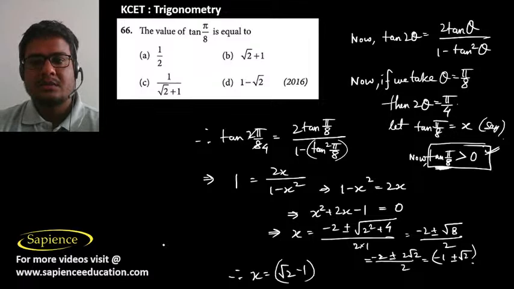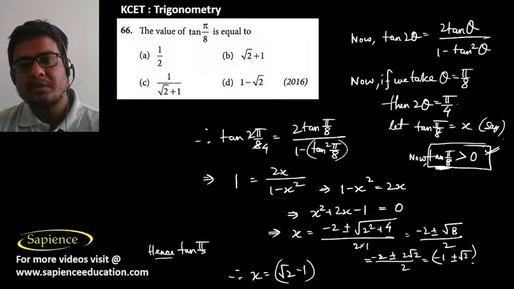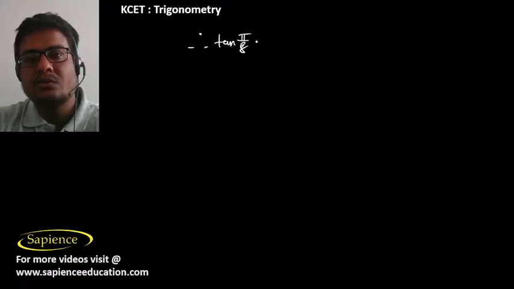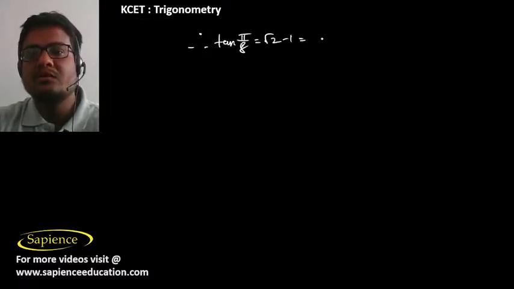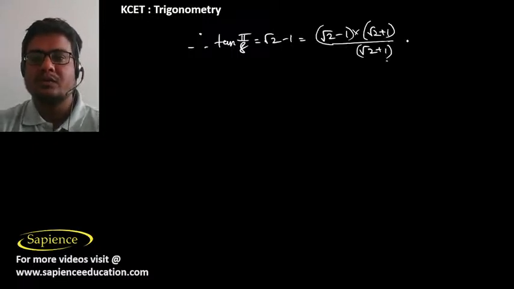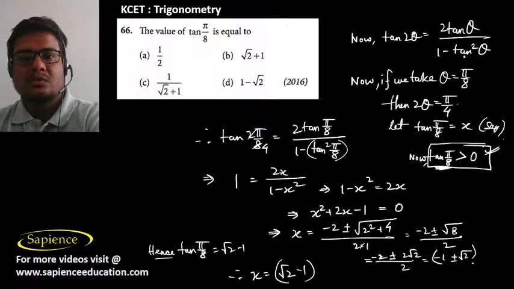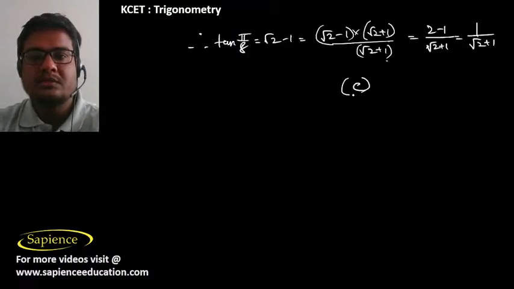Hence tan pi by 8 is equal to root 2 minus 1. But that can also be written as root 2 minus 1 into root 2 plus 1 divided by root 2 plus 1, which means we are multiplying and dividing by root 2 plus 1. Then that will be 2 minus 1 by root 2 plus 1, that is equal to 1 by root 2 plus 1. So it means that option C is the correct answer.